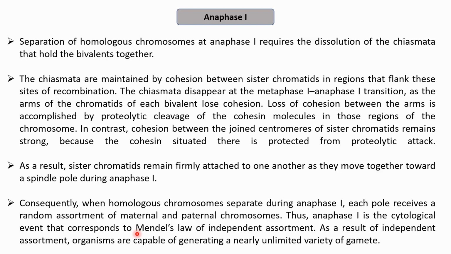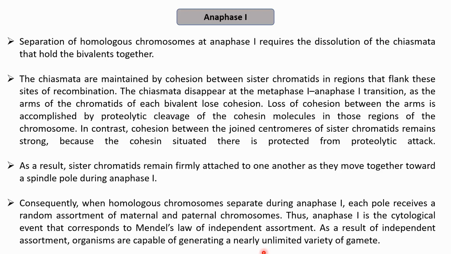As a result of independent assortment, organisms are capable of generating a nearly unlimited variety of gametes, because there is a possibility that in some of the gametes, all the maternal chromosomes move towards one pole and all the paternal chromosomes move towards the other pole. In other cases, vice versa may happen. In some cases, some maternal chromosomes move towards one pole and some paternal chromosomes move towards that same pole. In that way, an unlimited variety of gametes may be formed from a single organism.